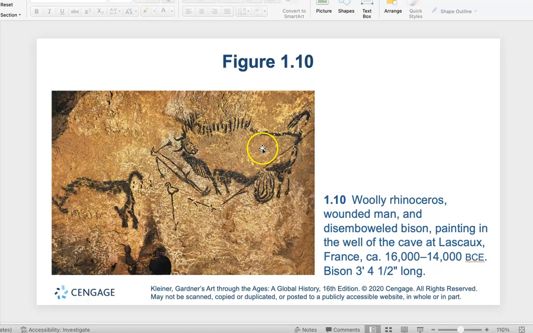And again, we're dealing with this damn bison again. All right, we're not going to get rid of this animal ever. Okay, bison, bulls, bovine creatures, they're still with us. They're still prominently displayed in art and culture to this very day in the world.